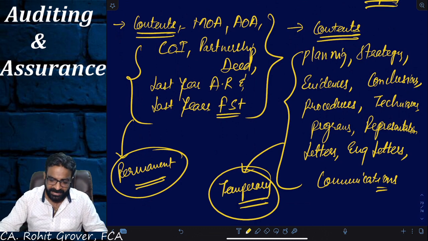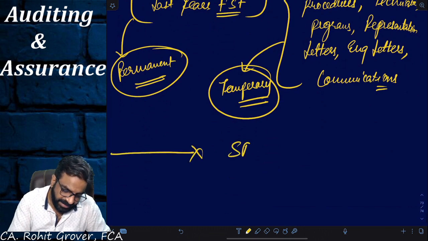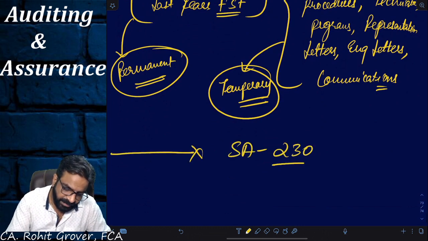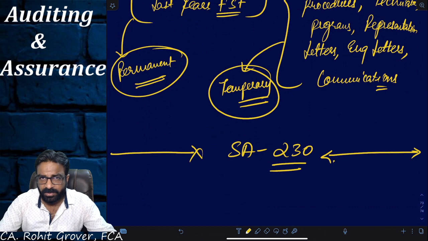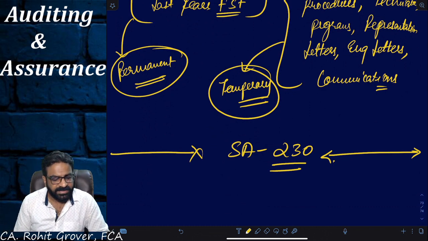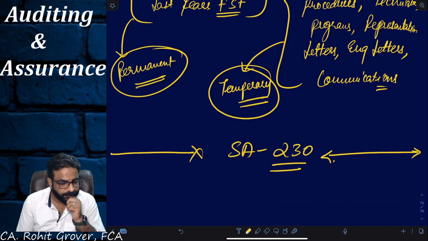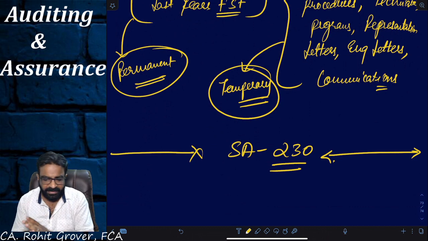So that brings an end to the major discussion on our standard called SA-230, which is known as audit documentation. Anybody having any kind of doubt on that? Please let me know. Assuming that no doubt is there, okay.